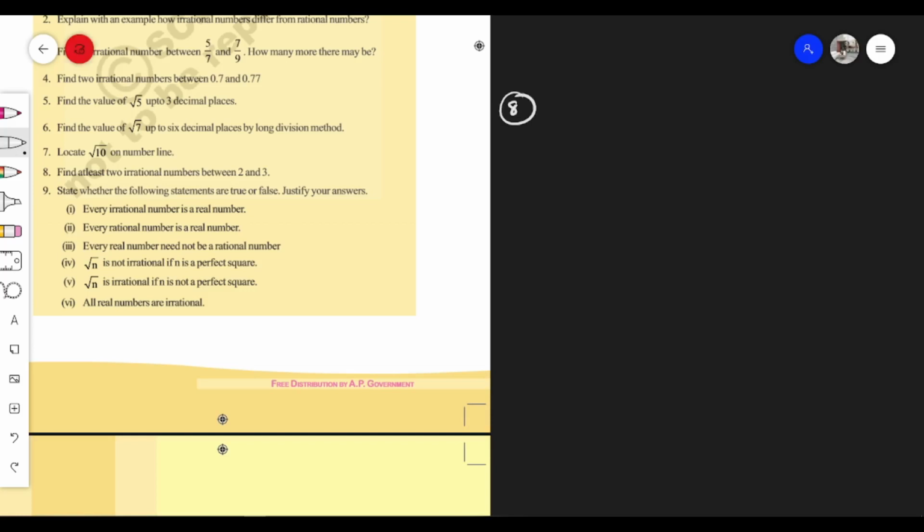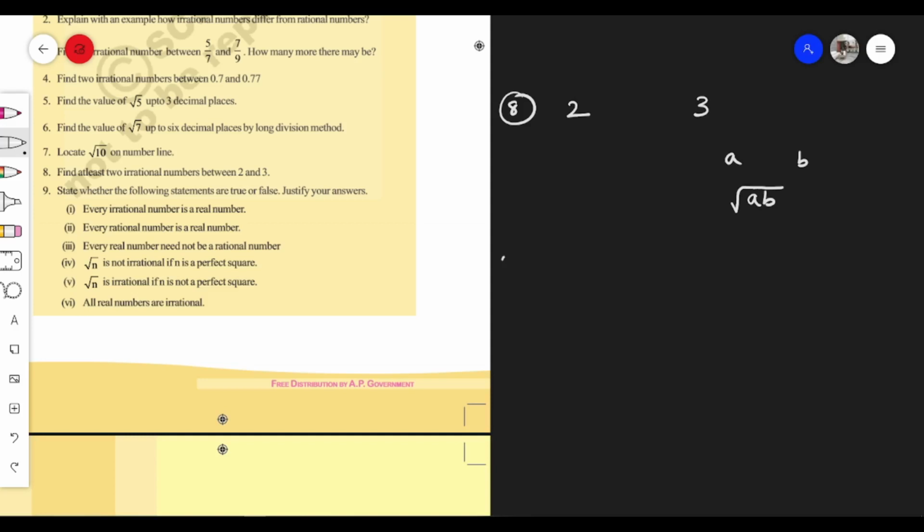See the 8th question. Find at least 2 irrational numbers between 2 and 3. At least. So we need to find some irrational numbers between 2 and 3. Suppose there are 2 numbers a and b, and if their product is not a perfect square, then square root of ab is an irrational number lying between a and b.